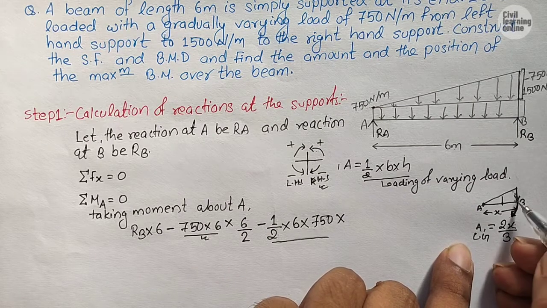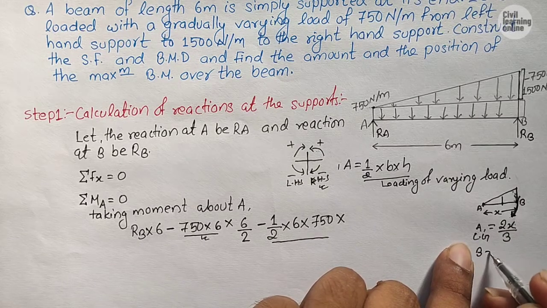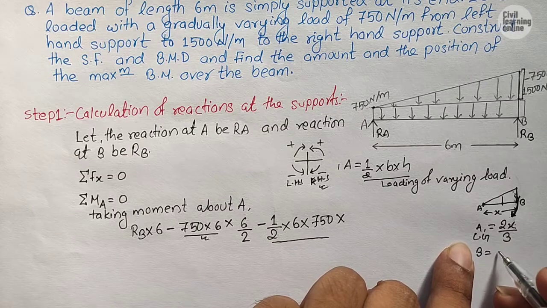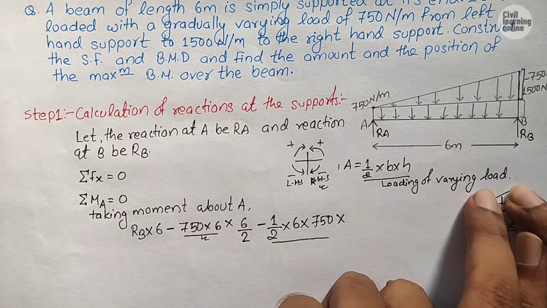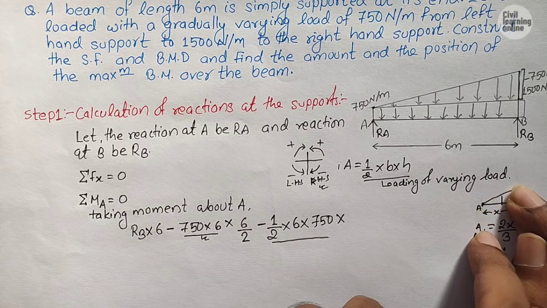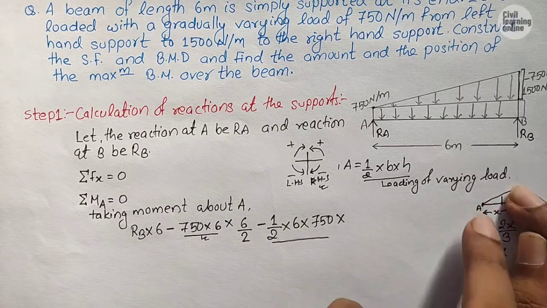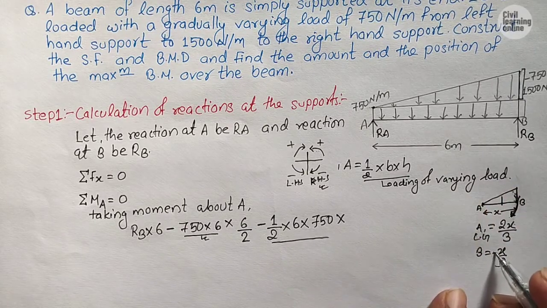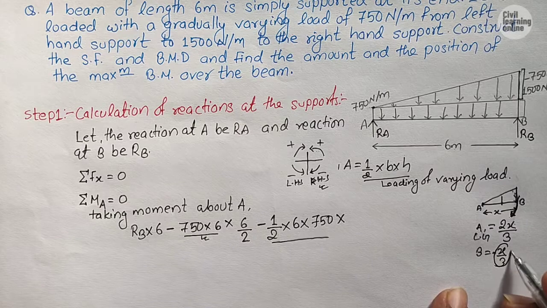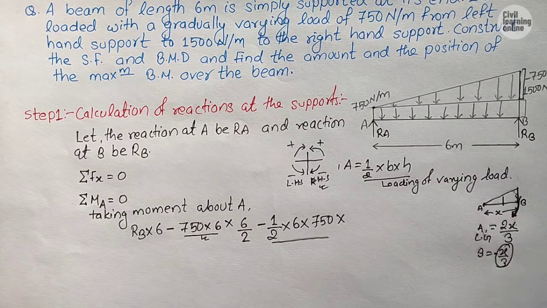Now if we are finding the moment about B, then the CG will be at distance x by 3. What I said, if we are finding moment about point B, the A portion will slide down about point B, and here A is lighter than B, so the 2 will not be applied and it will simply be x by 3. I hope you got this concept.